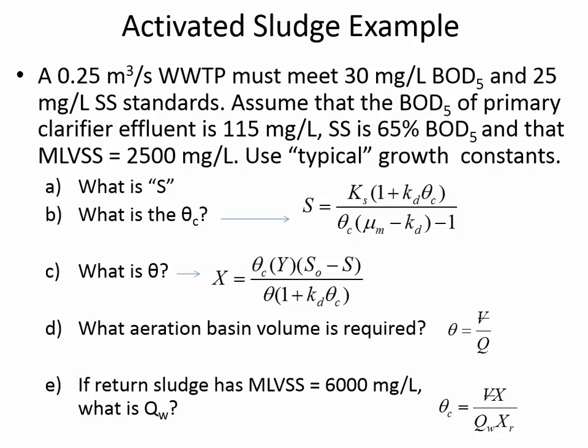times the recycle concentration. In the problem statement here it says that the return sludge mixed liquor volatile suspended solids is 6,000. So the concentration in the return is higher than inside the aeration basin. So 6,000 milligrams per liter. That tells us how much sludge we need to dispose of, 205 cubic meters per day. That's a lot of sludge.